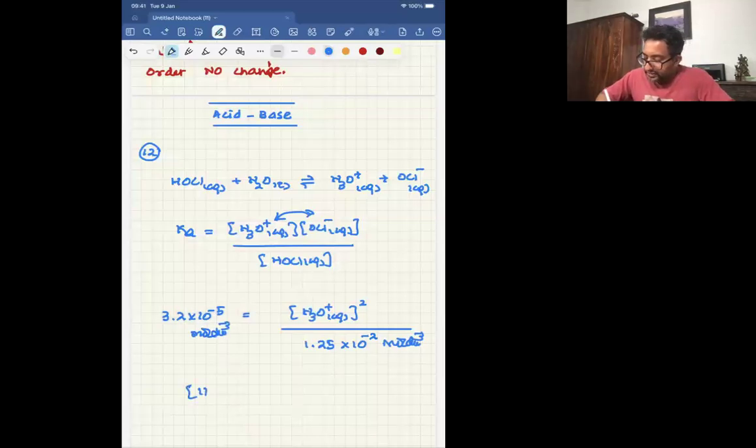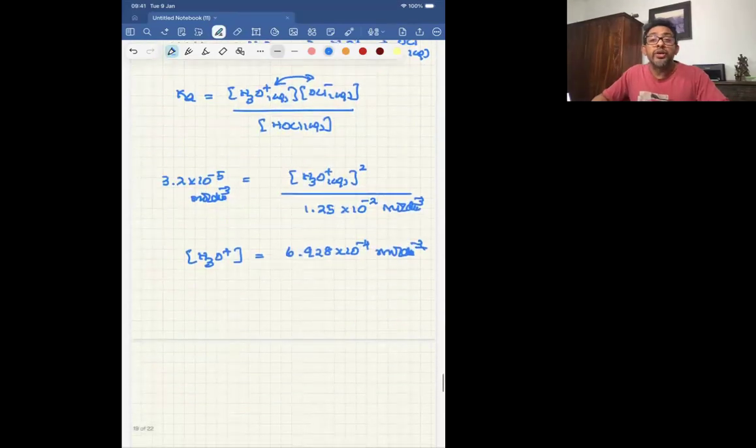So what is the hydronium ion concentration? It is 3.2 10 to the power minus 5 multiplied by 1.25 10 to the power minus 2, and the square root of that, which is 6.928 10 to the power minus 4. That is the hydronium.